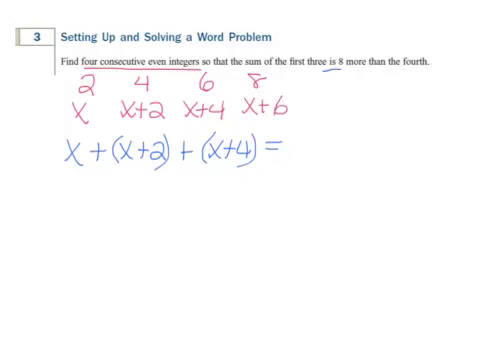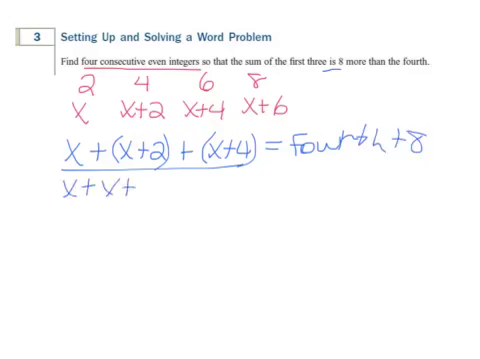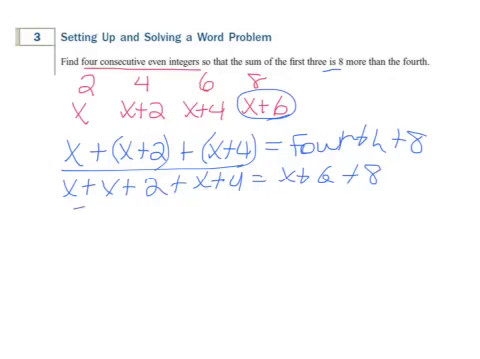Okay, so the sum of the first 3, that's this part here, is 8 more than the fourth. So what we have is x plus x plus 2 plus x plus 4 equals, and our fourth one is x plus 6, plus 8. All right, now it's simple math. Add it all up. So we got 3x plus 6 equals x plus 14.